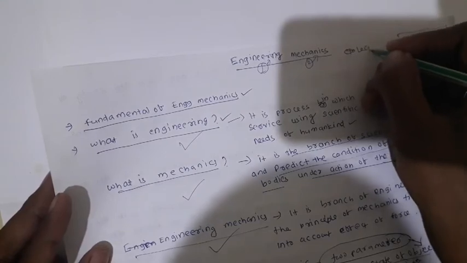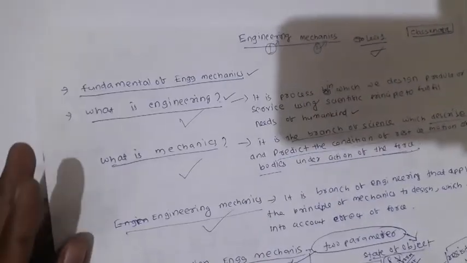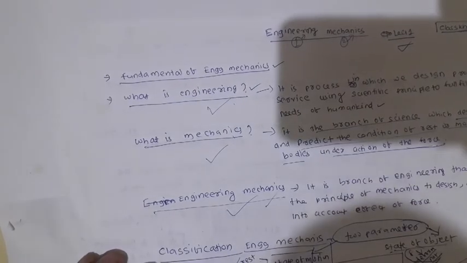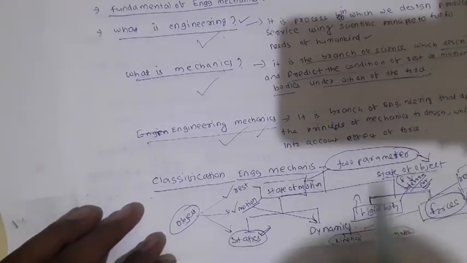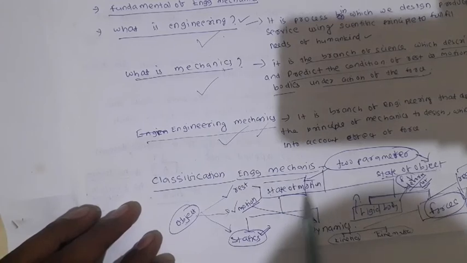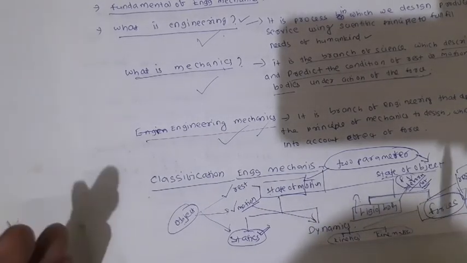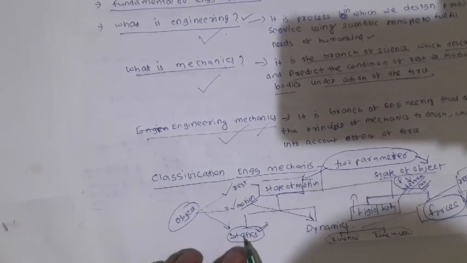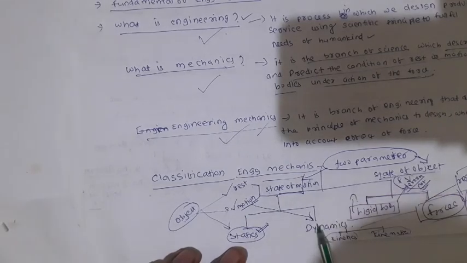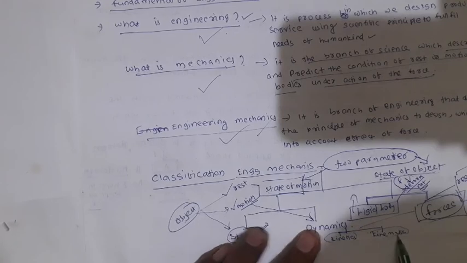This is our class lecture 1, and in lecture 2 we will discuss force. Here we came to know what is engineering, what is mechanics, what is engineering mechanics, and its classification. It is divided into two types on the basis of two parameters: state of motion and state of object. State of motion means rest and motion. When an object is at rest, that branch of mechanics is known as statics, and when the object is in motion, it is known as dynamics. Dynamics is further classified into two types: kinematics and kinetics.